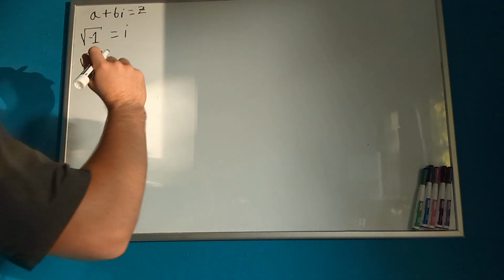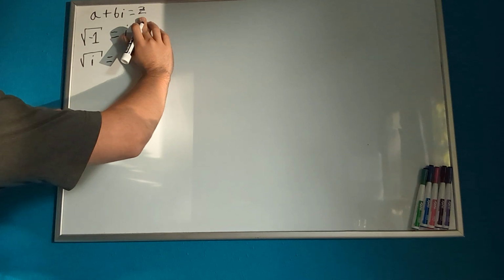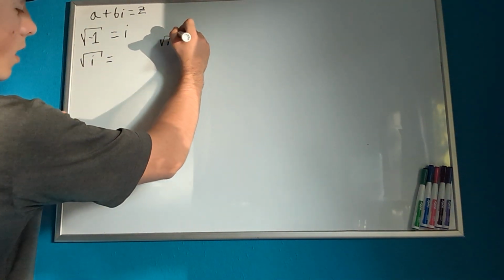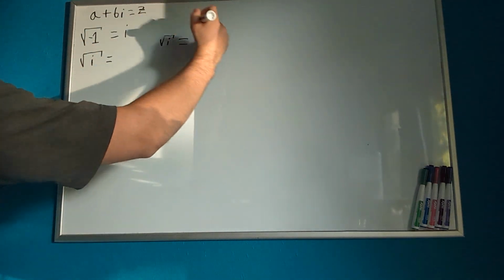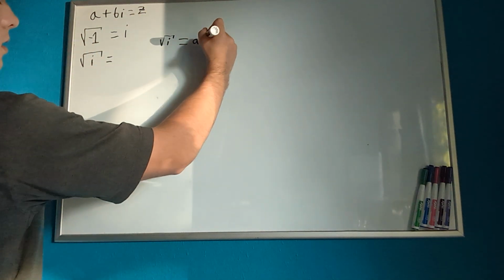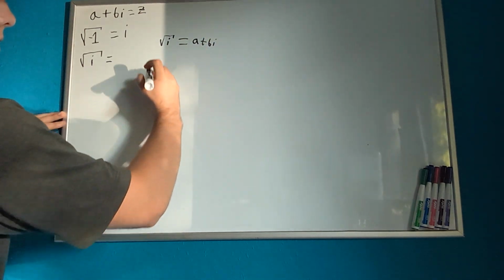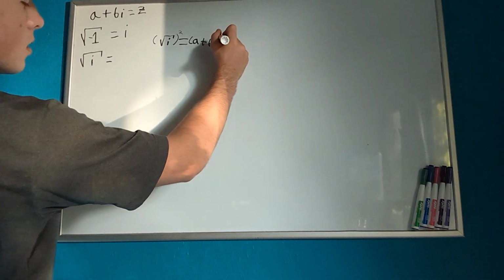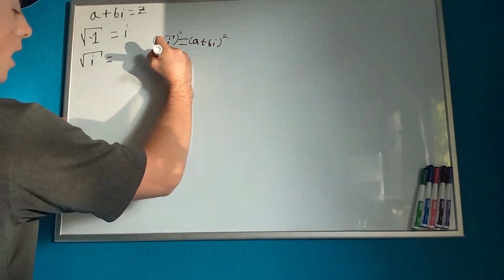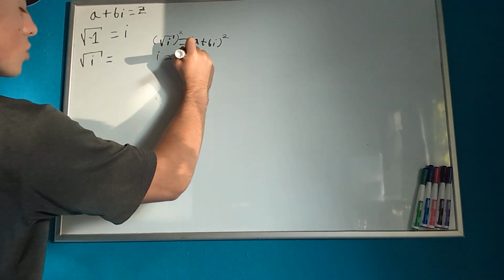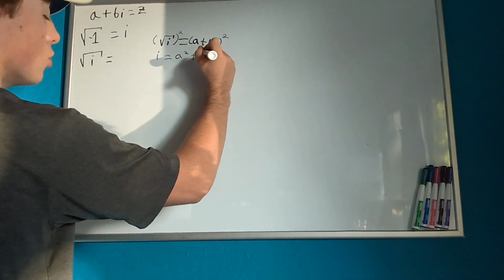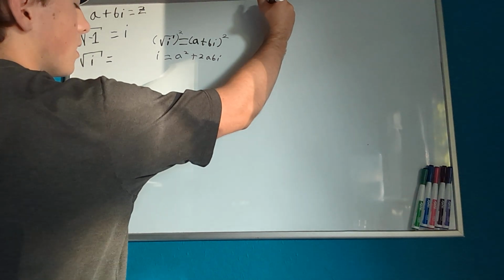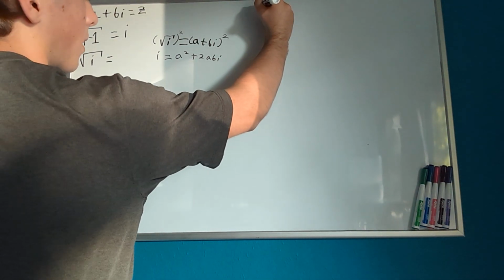In this case, our z value is going to be the square root of i. Since that's our z value, we can say this equals a + bi. Then I want to square both sides, and we get i equals a squared plus 2abi. And then let's go up here and let's square bi.